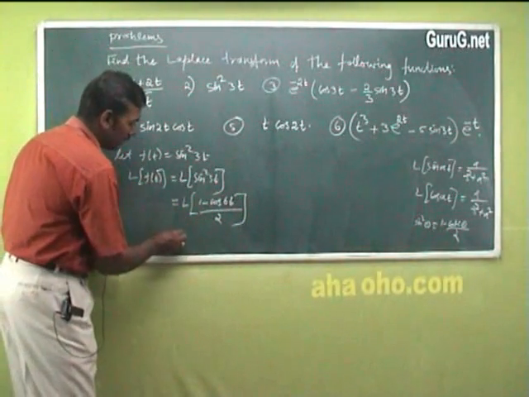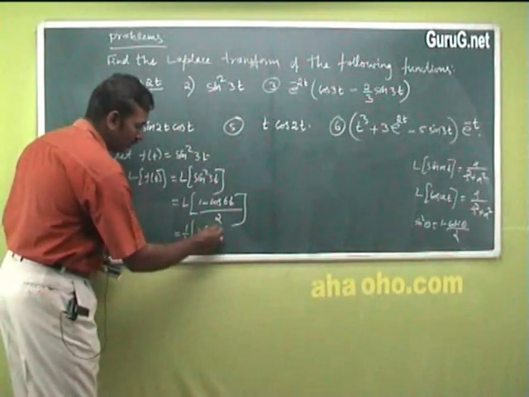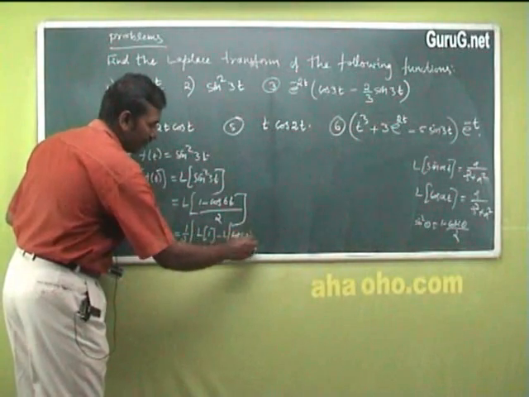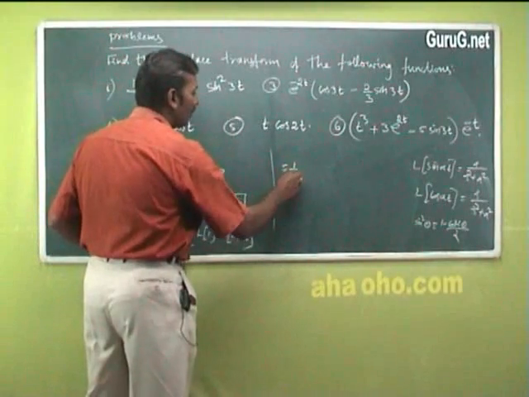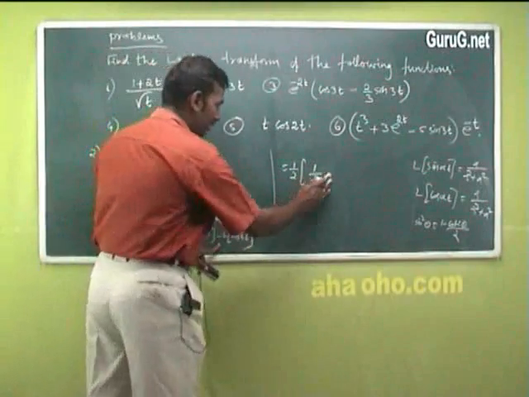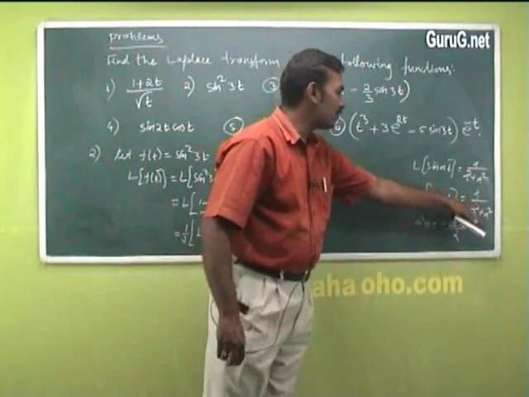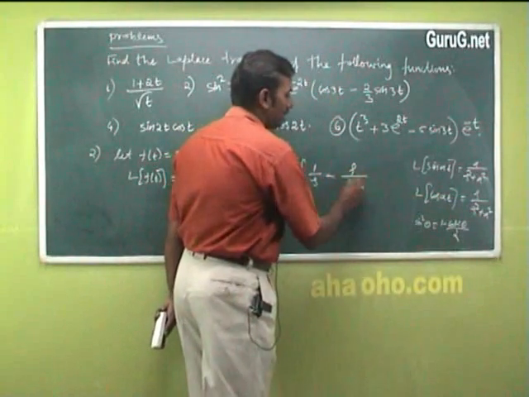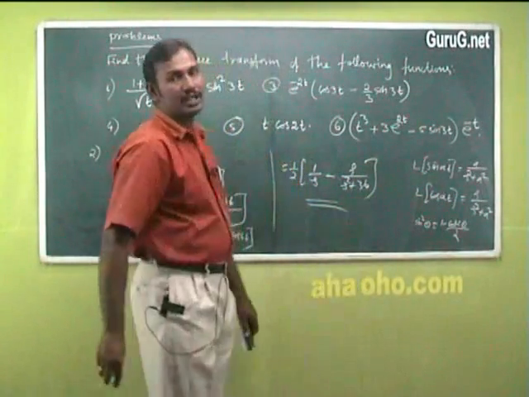Now apply the linear property and take 1 by 2 outside. So 1 by 2 into L of 1 minus L of cos 6t. What is the value of L of 1? It is 1 by s. Minus L of cos 6t, which for cos at is s by s squared plus a squared, with a equal to 6, so s by s squared plus 36. That is the required answer.